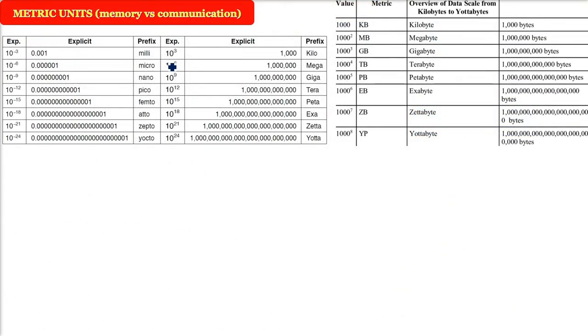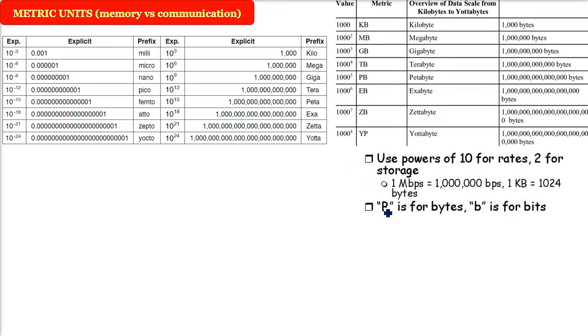What are the metric units in computer memory and communication? What is the confusion, and how are we going to deal with it? Capital B is for bytes, small b is for bits. In your hard drive, SSD, or pen drive, when data is stored, we talk in powers of 2. 2 to the power 10 is the basic unit, that is 1024. This is a kilobyte, with capital B. So 1024 bytes is 1 kilobyte. 1 byte is 8 bits.